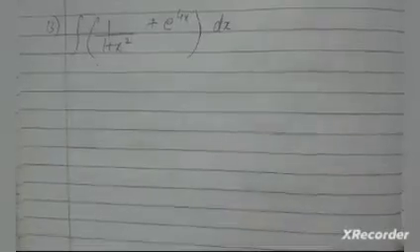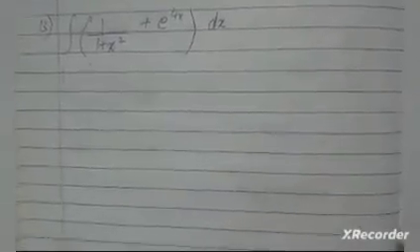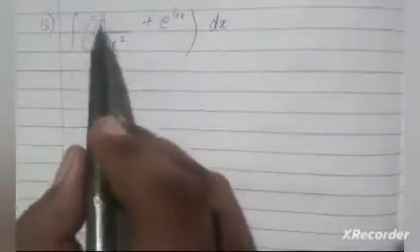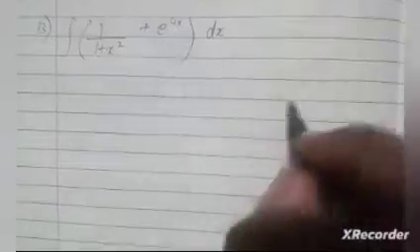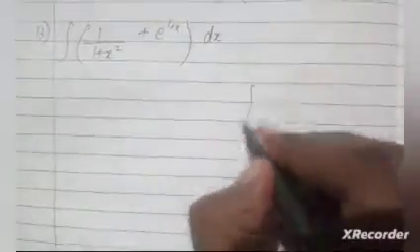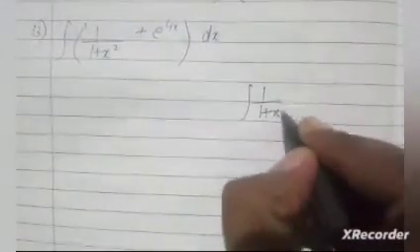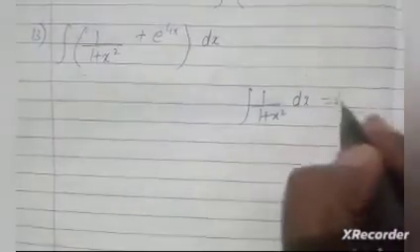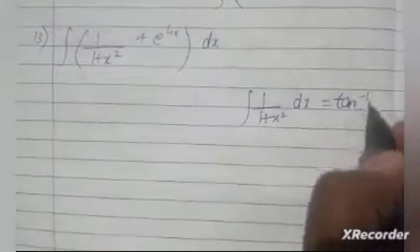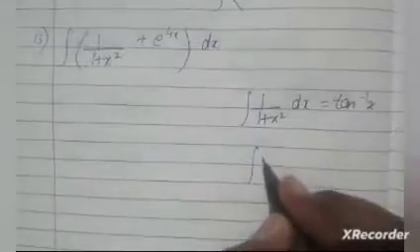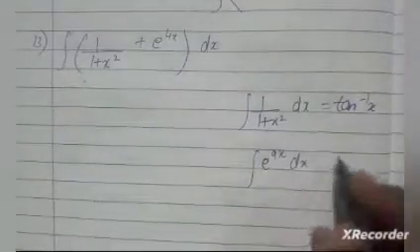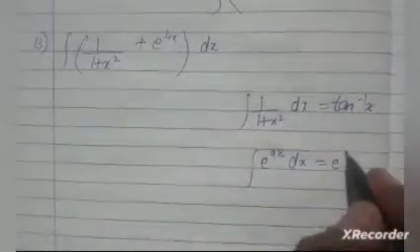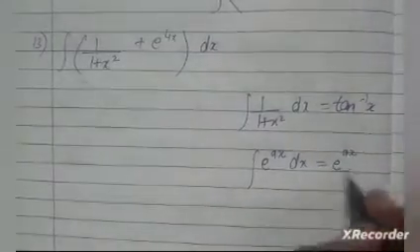Now question number 13, integration 1 by 1 plus x square plus e to the power 4x. So the first formula is integration 1 upon 1 plus x square dx equal to tan inverse x, and the second formula is e to the power ax dx, which is equal to e to the power ax divided by a.